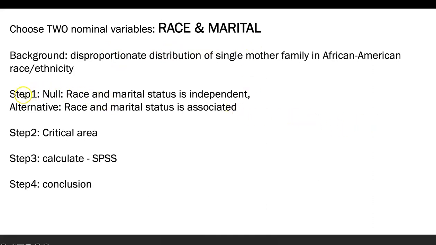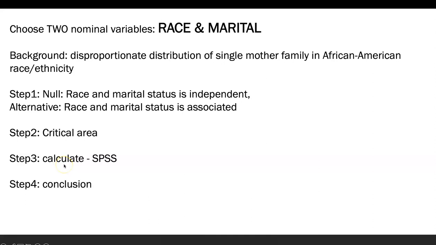Setting up step number one, the null hypothesis concerns race and marital status. Race is the independent variable here. Marital status is the dependent variable, because we can assume that based on race, there is a disproportionate rate of marital status. So the null says race and marital status are independent, and the alternative says race and marital status are associated. The critical area you can find in the table I uploaded last week.